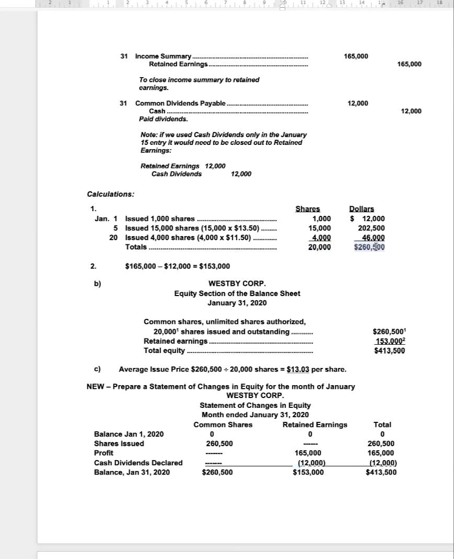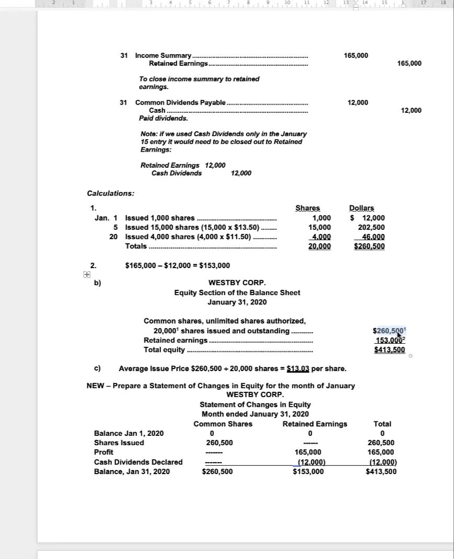Unlimited. And we know we have 20,000 shares outstanding because we've been tracking it. And don't forget, January is the first month of operations, so we didn't have any common shares outstanding at the beginning. But we created new common share equity totaling $260,500. So that's all we have, right? So calculation 1 here gives us this and this, right?